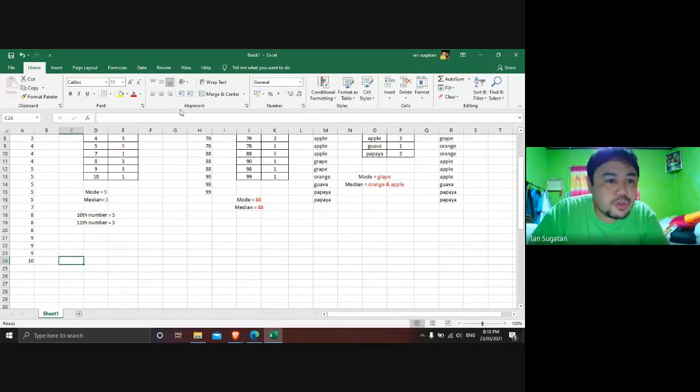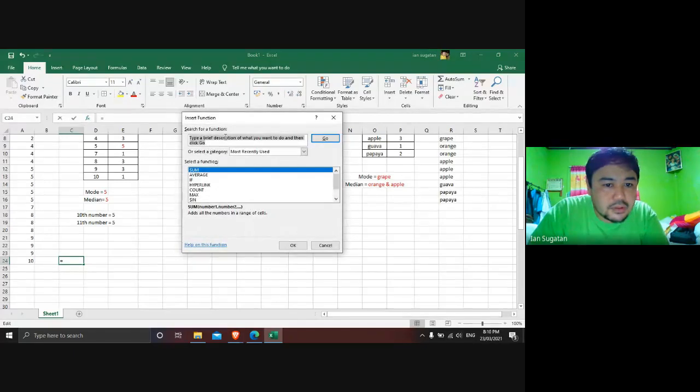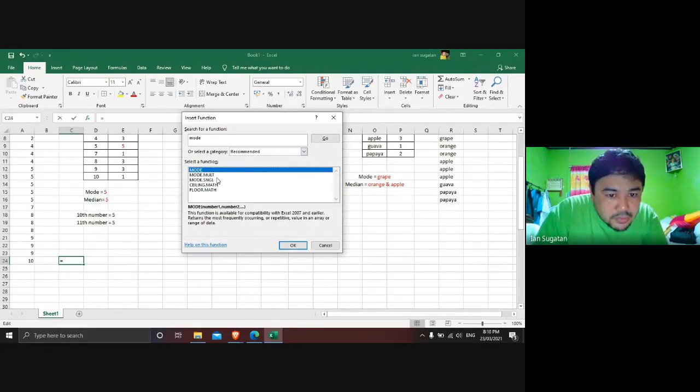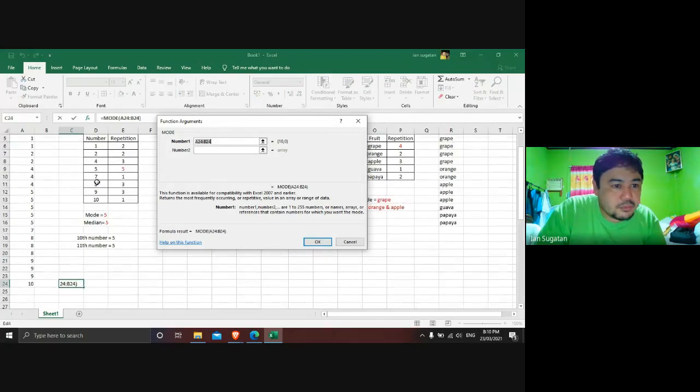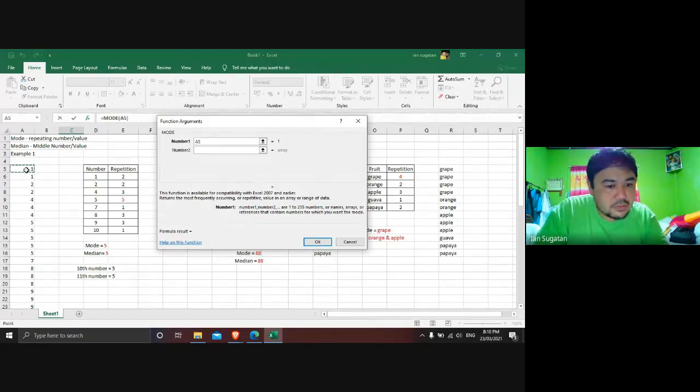Formula, no? So formula, search for a function. I think it's mode or mod. Okay. Singular for mode number 1, number 2. Okay. You can close the parenthesis, no? So try natin. This one. Mode, tapos number, then pakadto sa dalong.